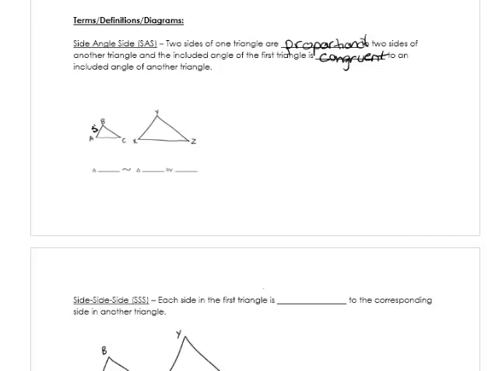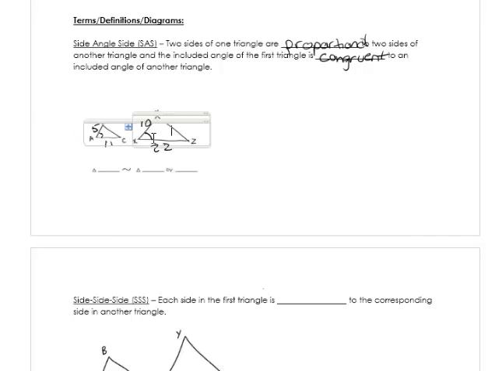Say this triangle has a side length of 5 and a side length of 11. And the angle here is maybe 20 degrees. Okay, the other triangle has a side length of 10 and a side length of 22. And the angle is also 20 degrees. So I'm going to put the arc to show that they're congruent.